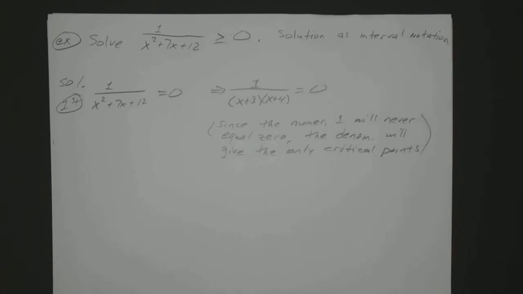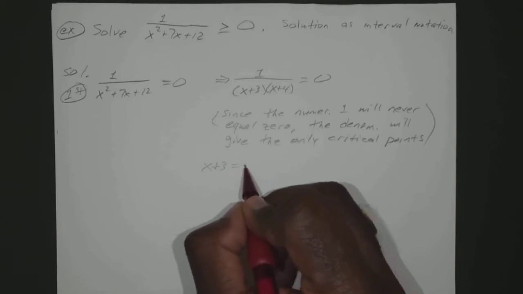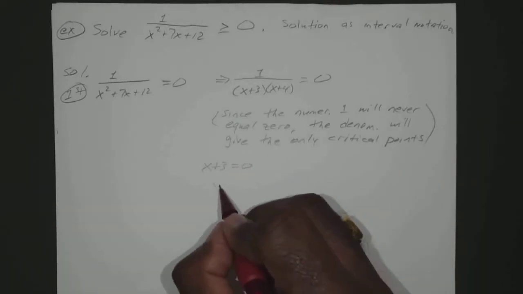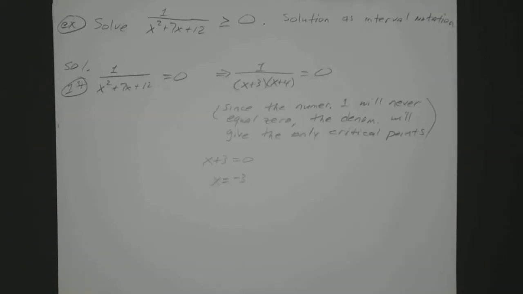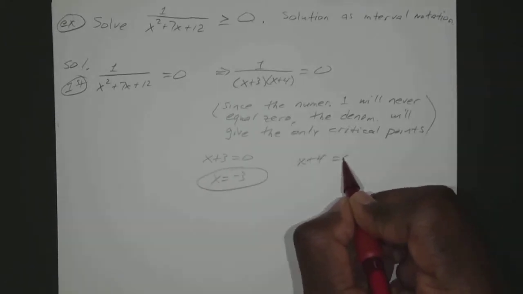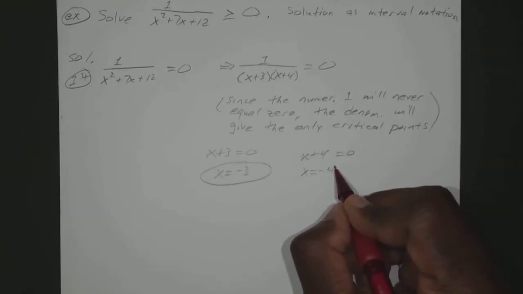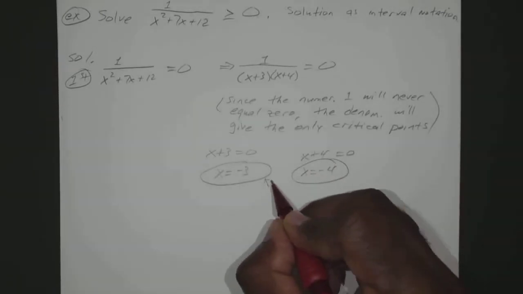For all the rest of them, we had a numerator that equals 0 and a denominator, but on this one, we just have to pick the one. So that means x plus 3 equals 0, or x equals -3, and x plus 4 equals 0, or x equals -4. Those will be our only critical points.